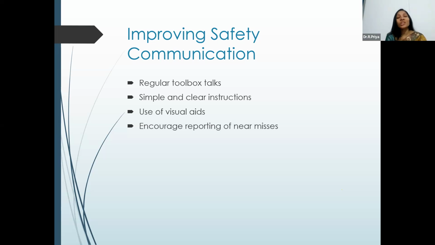Then encourage the reporting of near misses. Near miss reporting helps identify the potential hazards before they cause a serious accident. So the engineers should encourage open communication without blame or punishment. Example, if a worker nearly slips due to oil spillage and reports it, the engineers can fix the issue and prevent future injuries. So effective safety communication improves when engineers promote regular interactions, clarity, visual supports, and open reporting systems.